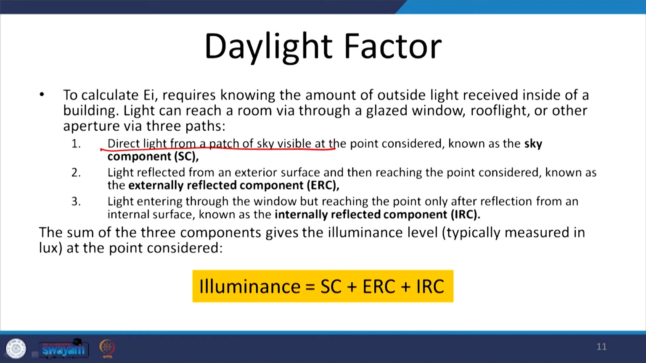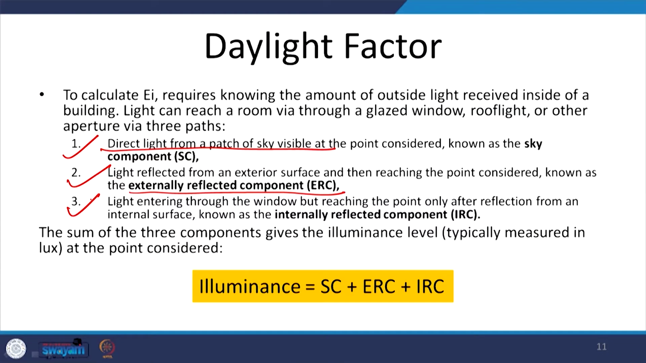So, it is known as the sky component of the light which is going to come indoors. That is one. Second is the externally reflected component. Suppose we have a building right opposite our window which is painted in light colors. The sunlight might be falling onto that building and the reflected component might be received inside the building which is being studied. This is called the externally reflected component. So, we have to take that into account also.